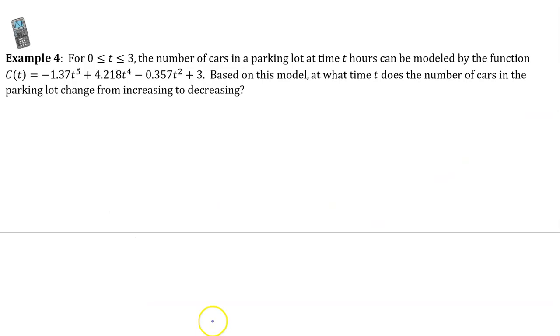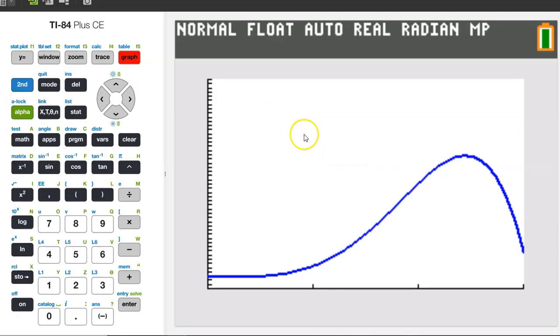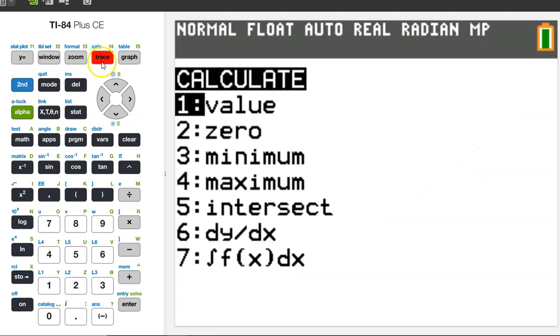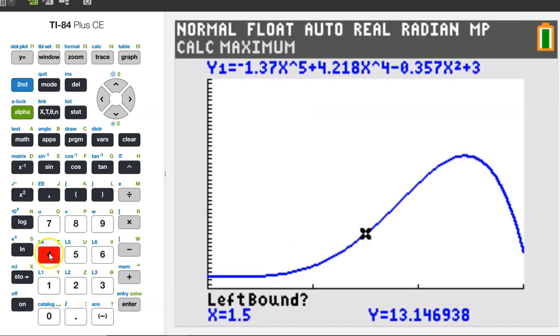Okay, so the question is asking, at what time t does the number of cars change from increasing to decreasing? So they're describing the location of the relative max, or even the absolute maximum in this case. So how do I find the absolute maximum or a relative maximum using my calculator? Hit second trace, and it won't surprise you that we will use the function called maximum. So you can just hit number 4.